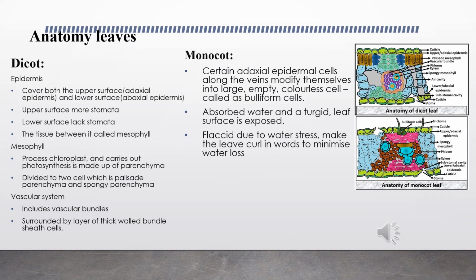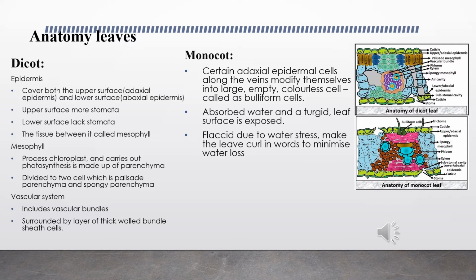Anatomy of the dicot leaf. Epidermis covers both the upper surface and the lower surface. The upper surface is the adaxial epidermis and the lower surface is the abaxial epidermis. The upper surface has fewer stomata while the lower surface has more. The tissue between them is called mesophyll. Mesophyll possesses chloroplasts, carries out photosynthesis, and is made up of parenchyma, divided into two cell types: palisade parenchyma and spongy parenchyma.